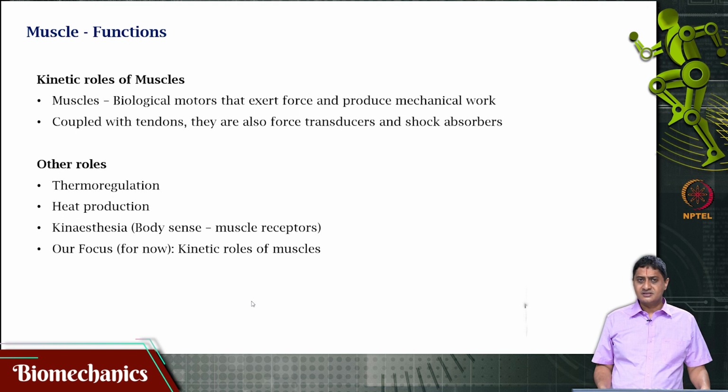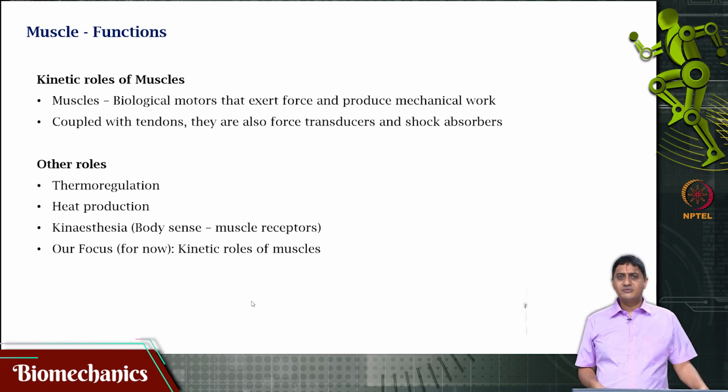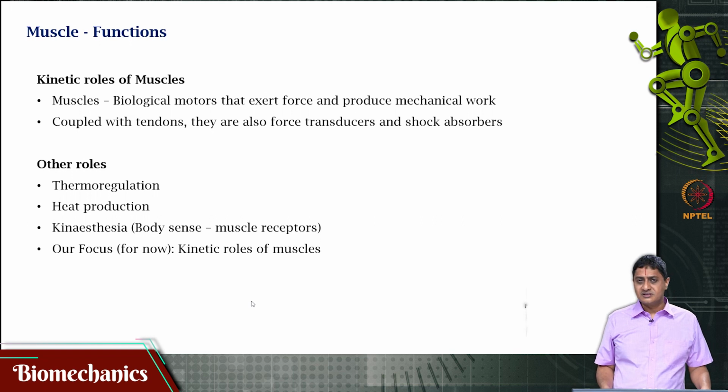Thermoregulation, or in other words, heat or regulation of heat in the body. Kinesthesia, or an idea of where your body parts are relative to each other. Note that this is slightly different from the technical definition of proprioception. This is kinesthesia, giving a sense of the body. This is achieved through the wonderful sensors of length and velocity that we have in the muscle, which are called muscle spindles. Here that is just mentioned as muscle receptors.